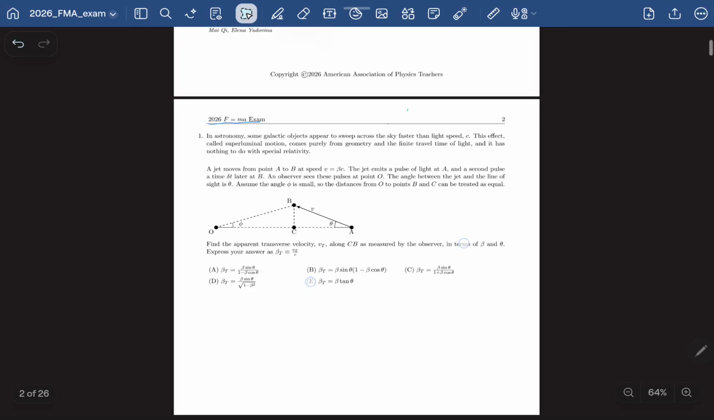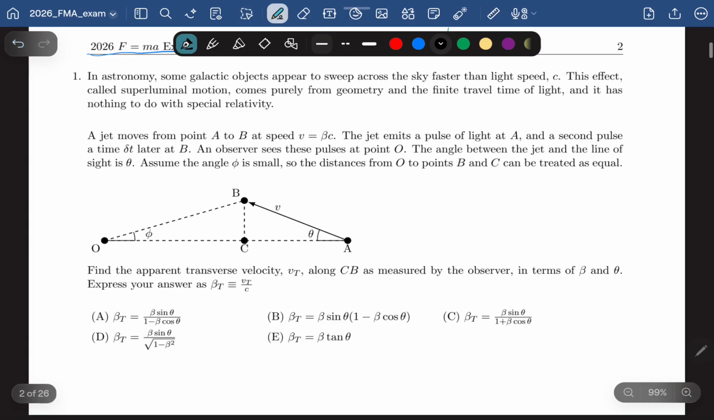Hello. In astronomy, we have superluminal motion. It comes purely from geometry and the finite travel time of light. So we have to note these two things. This is important for solving the problem.